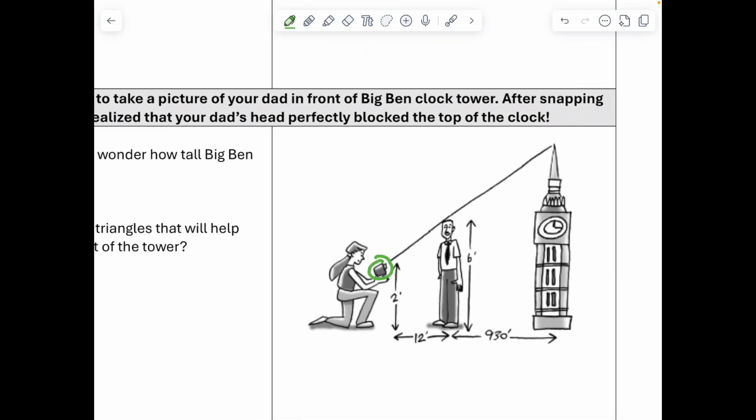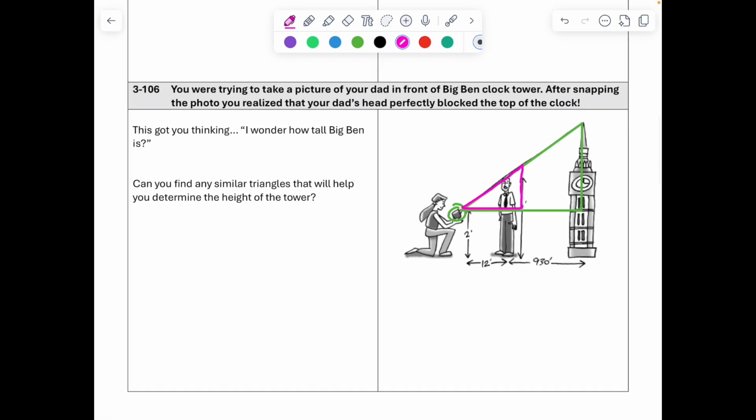I see the camera here, so I am going to make our triangle like this. That's a triangle going from the camera to Big Ben. And then we also have this similar triangle within it for our dad. I like to draw those out separately so that I can see better, but these are the two similar triangles, the one to our dad and then the one to Big Ben.